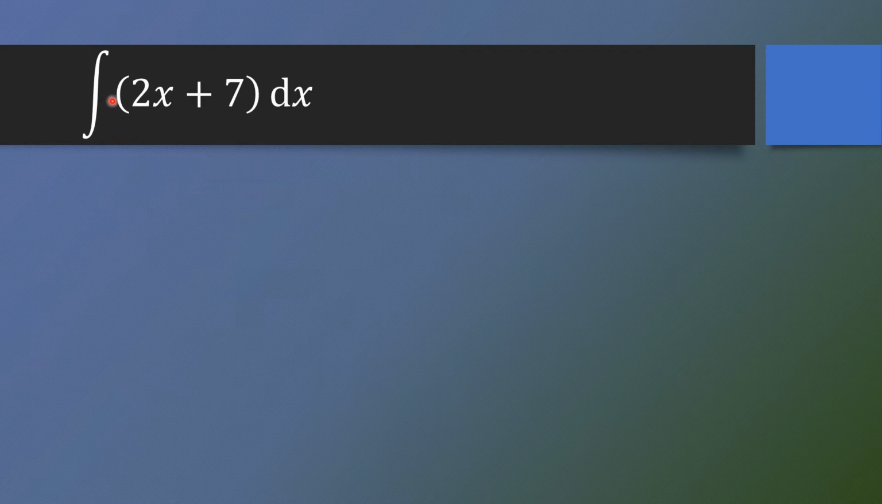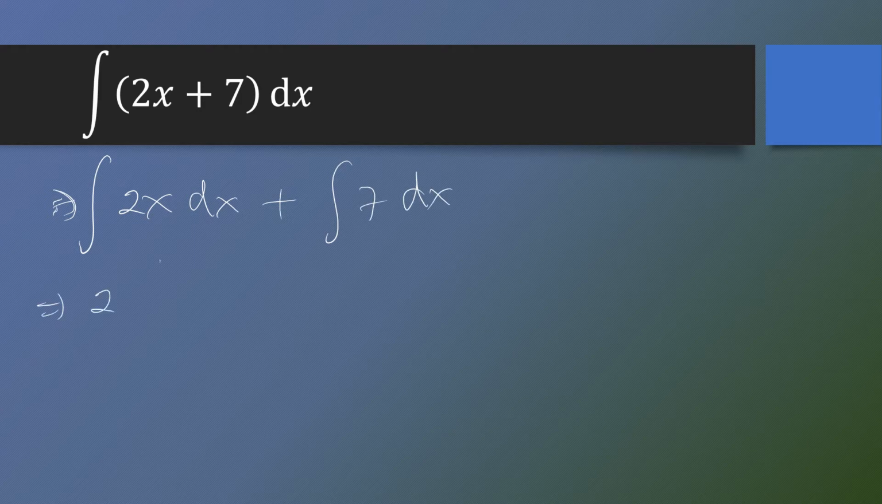Problem number 1. What is the integral of 2x plus 7 dx? Using the sum rule, we can separate this term, so we can rewrite the problem as the integral of 2x dx plus the integral of 7 dx. And you can also separate the coefficient, so 2 in front of the integral symbol, 2 multiplied by the integral of x dx, and then 7 times the integral of x to the power of 0 dx, because we know 1 is equal to x to the power of 0.